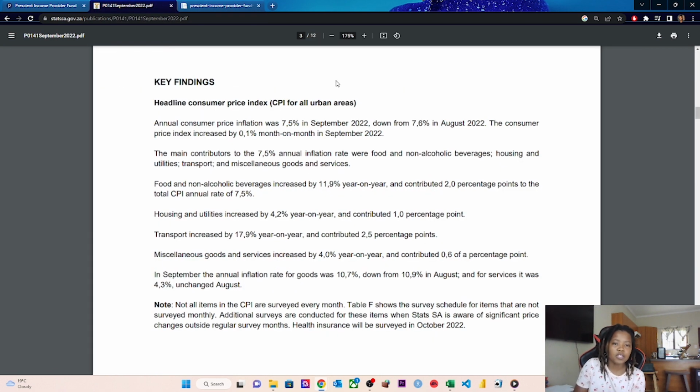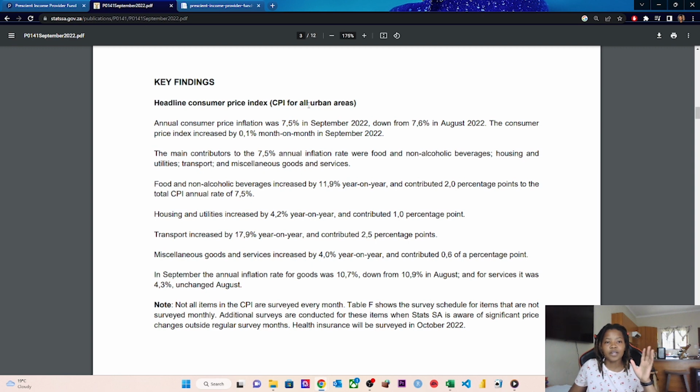So CPI is basically the basket of goods in South Africa and how much they cost and how much they've gone up month on month. So here we're basically saying annual consumer price inflation was 7.5 in September, down from 7.6 in August. The CPI index increased by 0.1% month on month. The main contributors to the 7.5 were food and non-alcoholic beverages, housing and utilities, transport and miscellaneous goods and services.